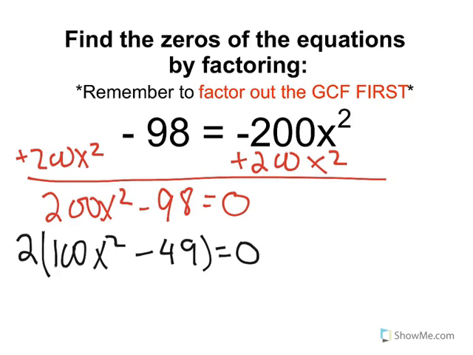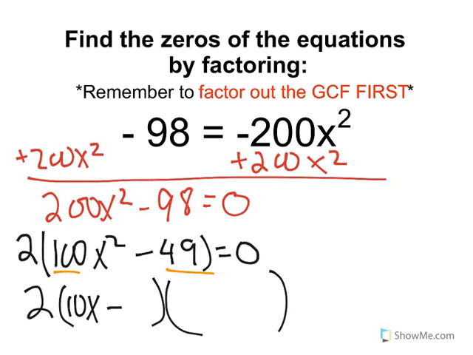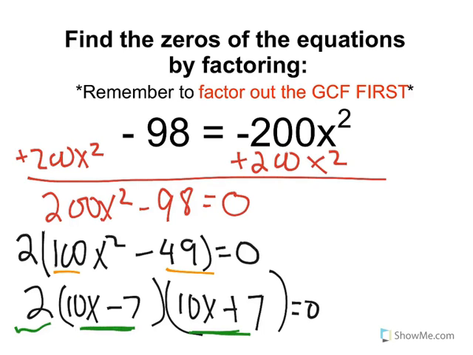Now there's no other GCF, but what I do see is that 100 is a perfect square and 49 is a perfect square, so this becomes a difference of perfect squares, and it would factor to 10x minus 7 and 10x plus 7. 10's from the square root of 100, 7's from the square root of 49. One sign's positive and one sign's negative. So now we're going to solve for x. Now you're only setting equal to 0 where we have x's. So we set this one and this one. You don't have to worry about that 2 on the outside because there's no x with it.